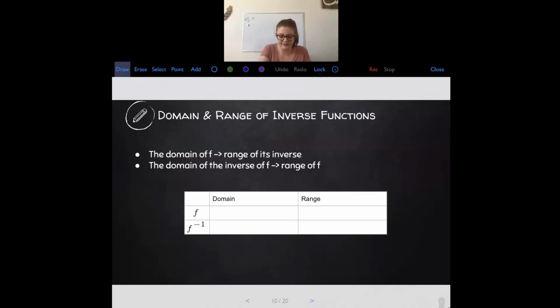Okay, so domain and range of inverse functions. The domain of f is the range of its inverse, and the domain of the inverse of f is the range of f. So the way that I like to think about this is we talk about how to find domains. If you can find the domain of f, that means that you can find the range of f inverse, and finding the domain of f inverse gives us the range of f. Okay, so the domain here is the range here. This is just a visual. The domain of f inverse is the range of f. Okay, so we are going to do an example of that.